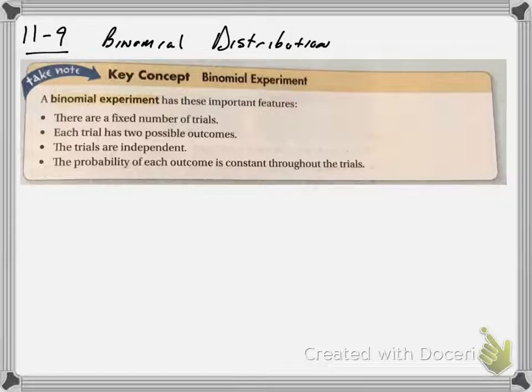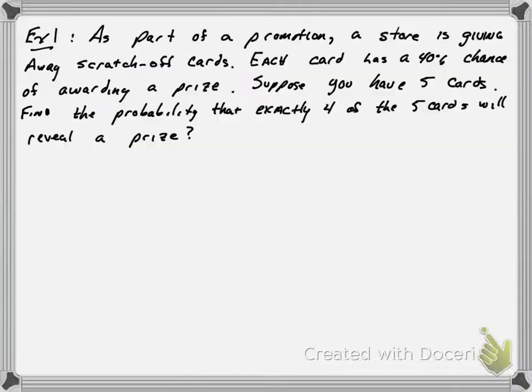11.9 is about binomial distribution. This is another type of probability since we're in the probability chapter. The key here are these 4 points. There has to be a fixed number of trials to be a binomial probability. Each trial has to have 2 possible outcomes: win, no win. Whatever they're talking about, 2 possible outcomes. Trials are independent of each other, and then the probability of each outcome remains constant through the trials.